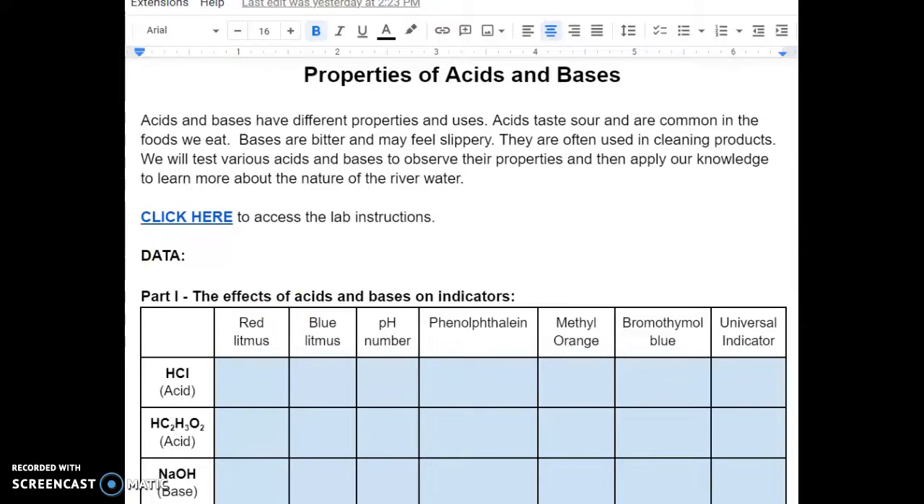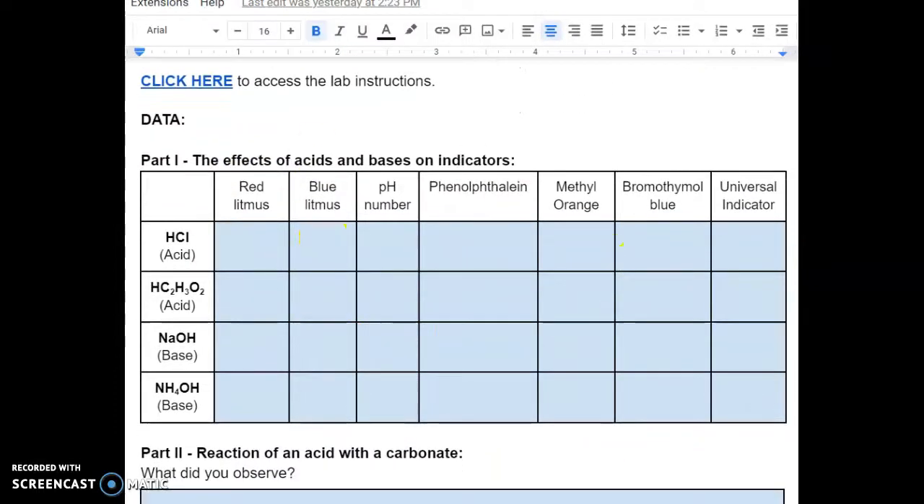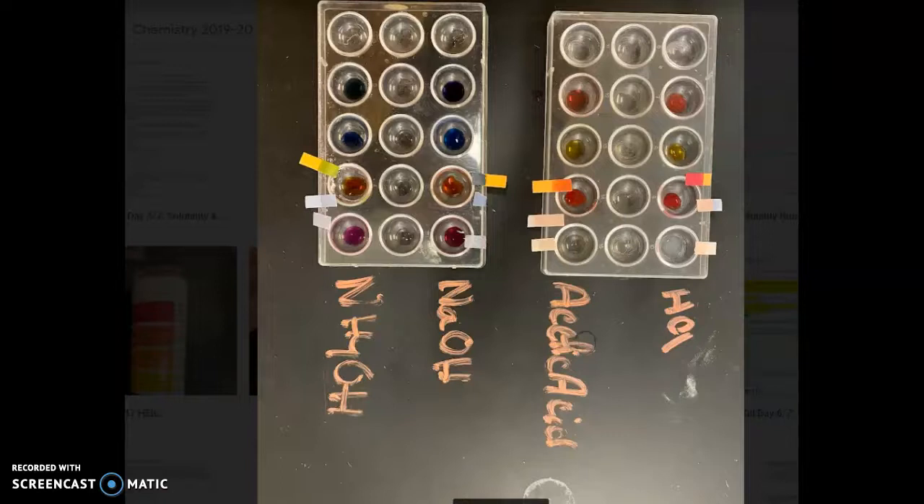All right, we're going to take a look at properties of acids and bases. So if you missed the lab, I'm going to show you some pictures of what the data was for the lab that filled out this chart here. For HCl, this is the reaction for phenolphthalein in the first one here. It's a kind of cloudy, clear. Then for the methyl orange, it's a dark reddish color. Bromothymol blue turned yellow. And then the universal indicator was a red, about a 4.